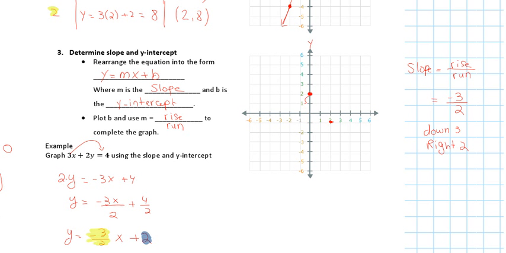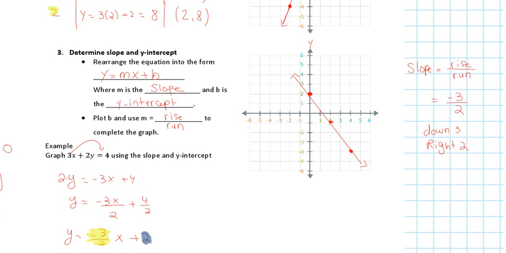Now, from that point, you do the same thing. Go down 3 and to the right 2, and that will be your third point. Down 1, 2, 3, and then to the right 1, 2, and that's my third point. If I join all these points together, I form what kind of line? A straight one. So I start with a y-intercept, and I use my slope to locate my next point.